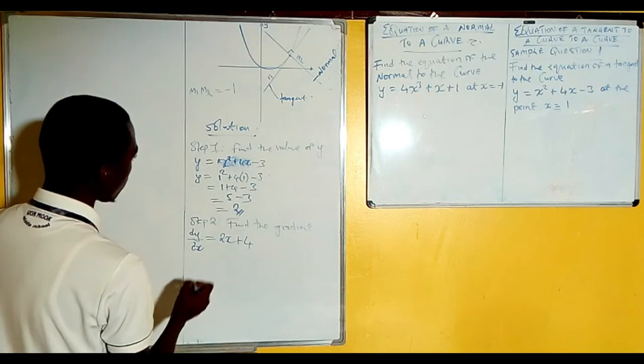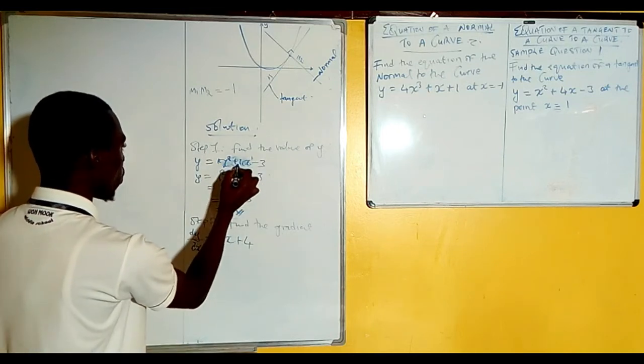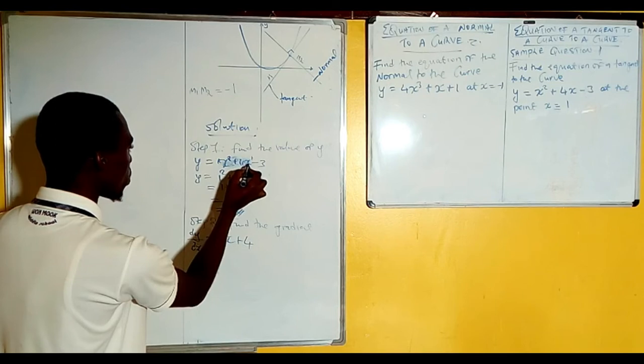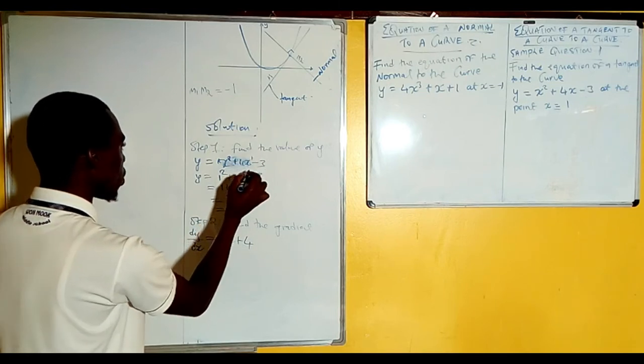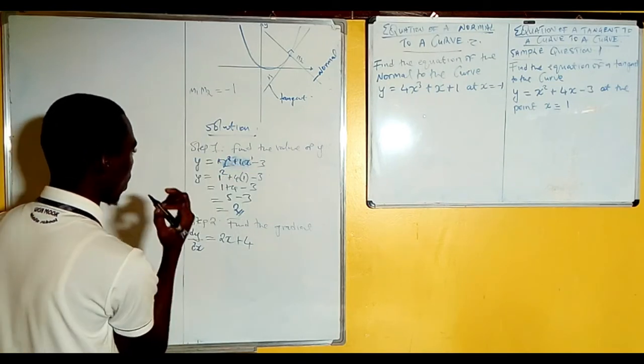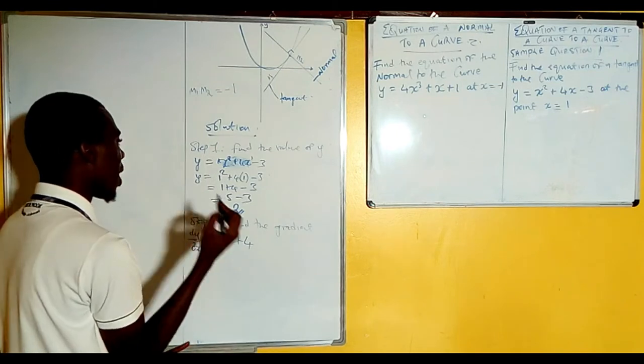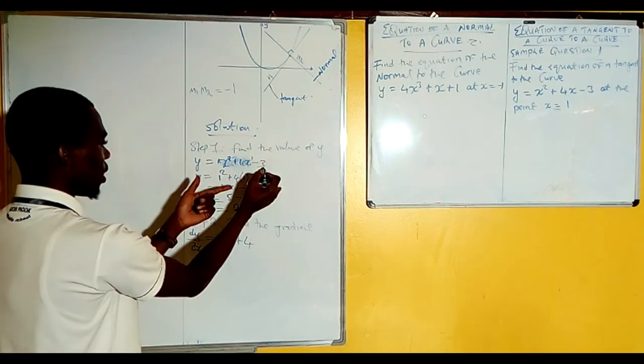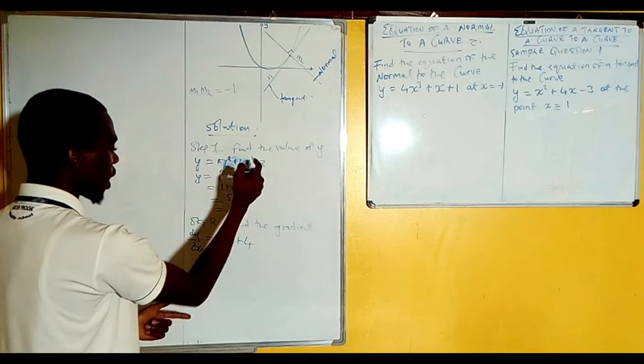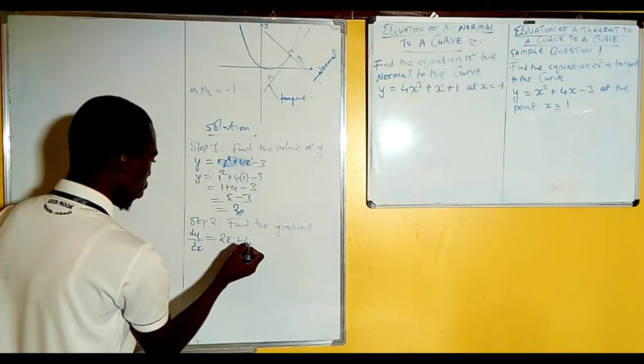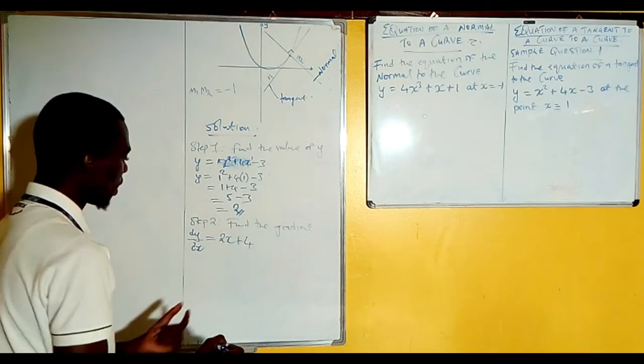Remember what we learned? Because this is 1, we bring it down. 1 times 4 is 4. Then this one will remain to the power 0. Anything to the power 0 is 1. So that is how come we're finding 4. Then also remember the derivative of a constant number is 0. So we just ignore it. So the dy by dx is this one.